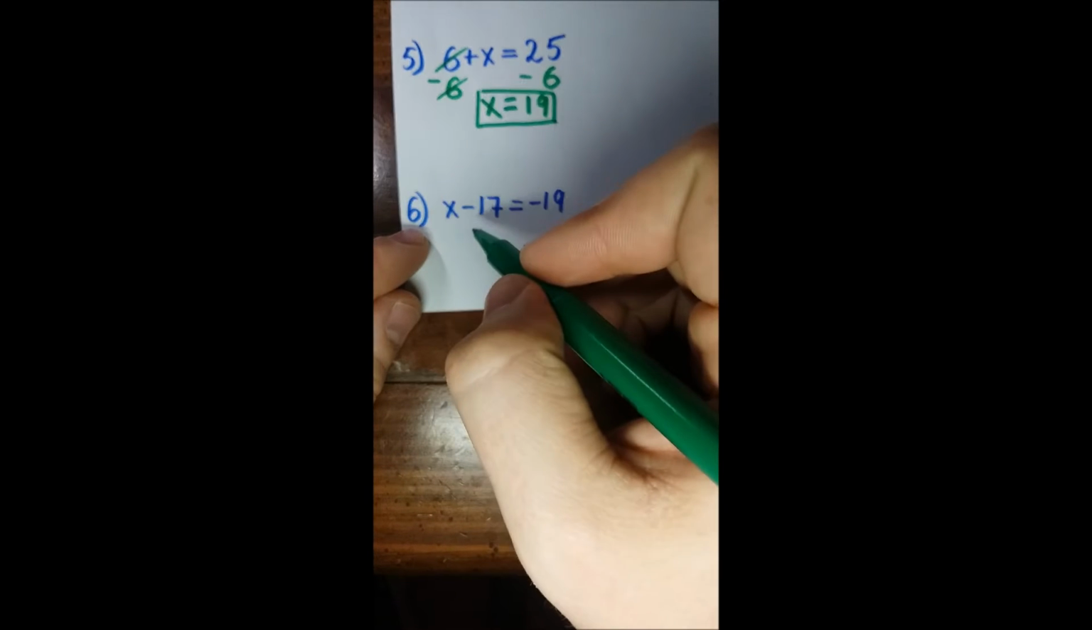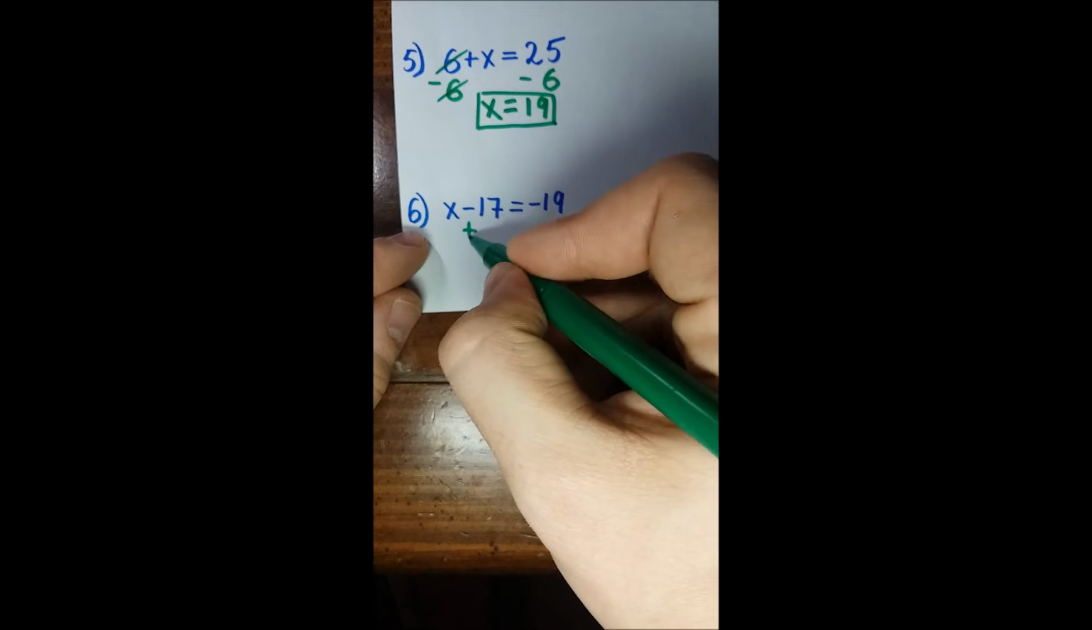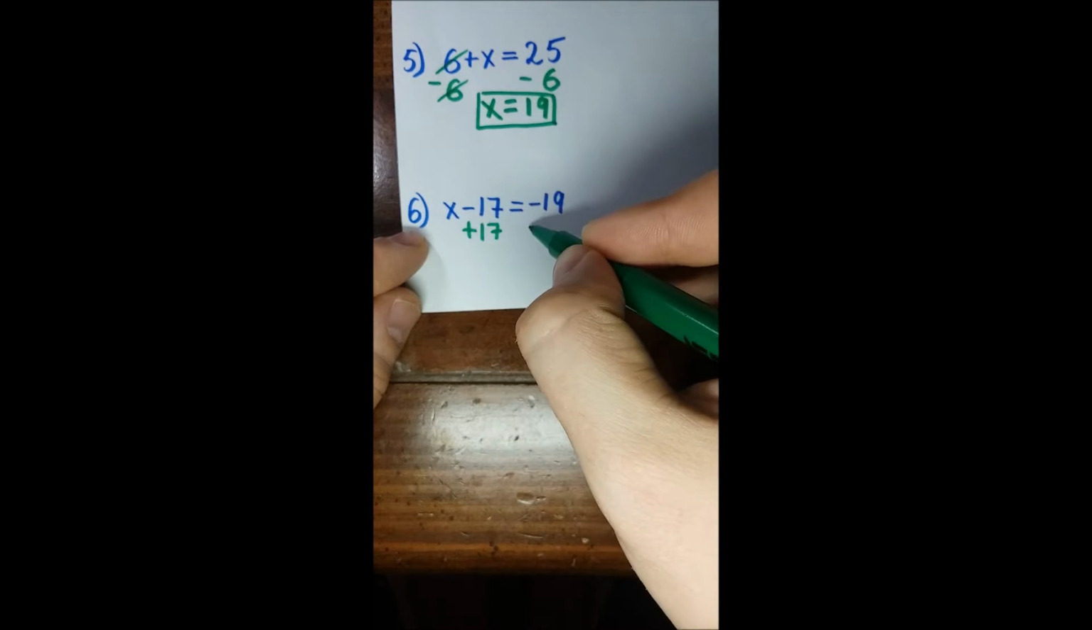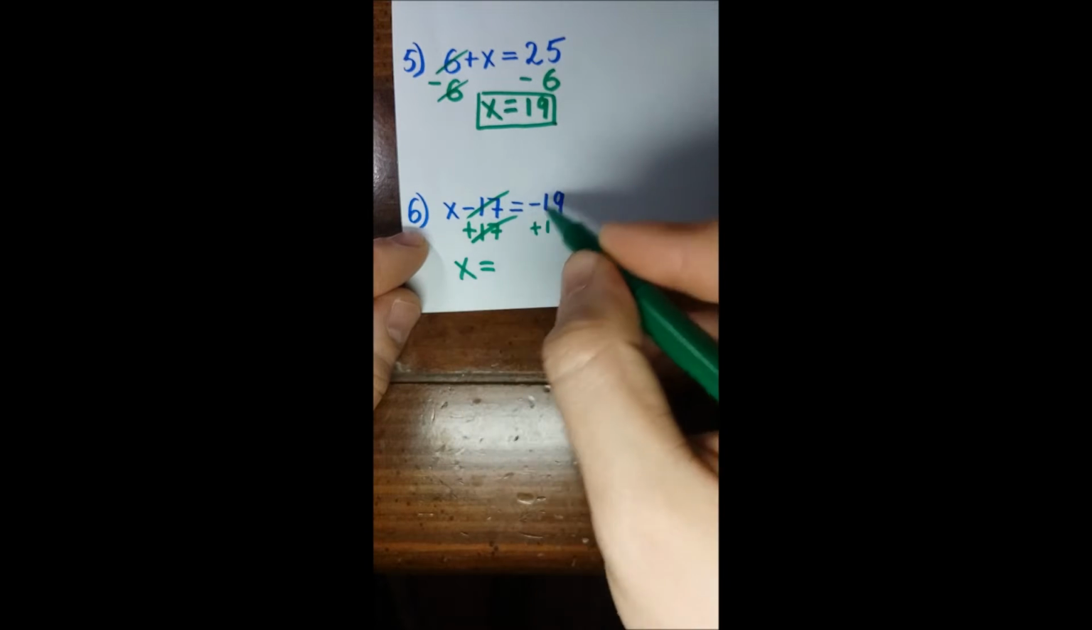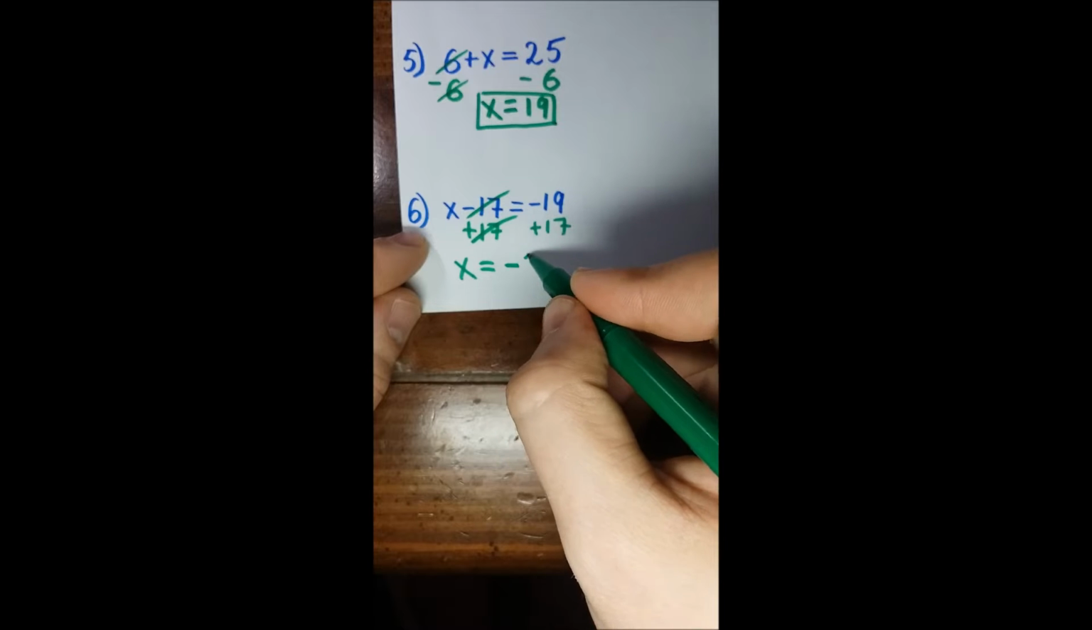7x minus 17 equals negative 19 here. So to get rid of negative 17, we add 17. They cancel out. x equals negative 19 plus 17, negative 2.